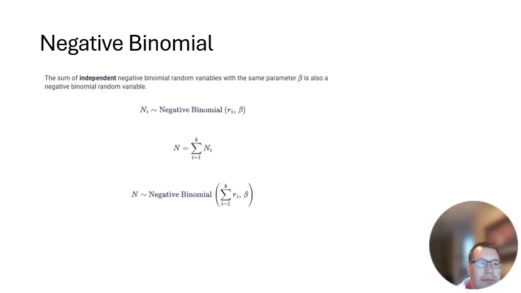Similarly, the sum of independent negative binomial random variables with the same parameter beta is also a negative binomial random variable. And the new r will become the sum of all the r_i together.